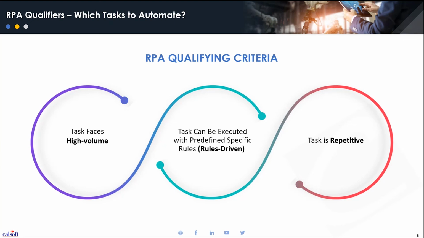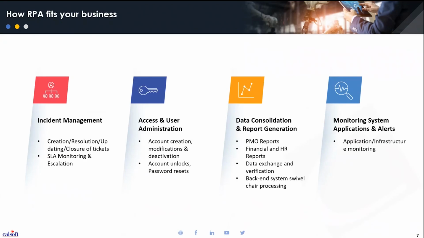Yeah, those are quite well defined. So, what are the areas in which RPA can help with our business? Yeah, so that lets me bring you to the next slide.